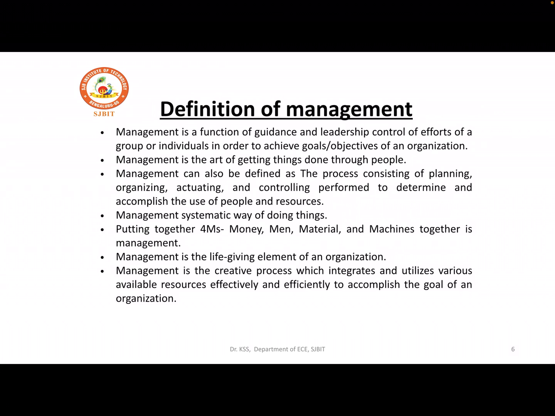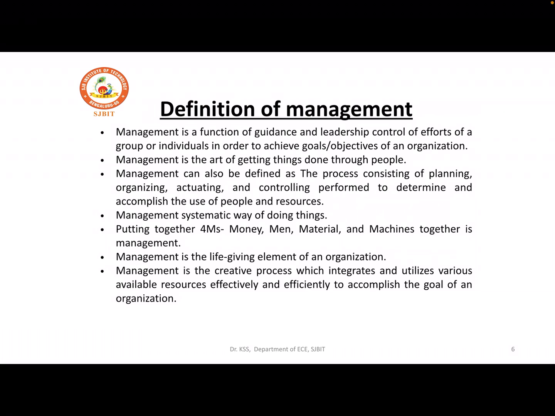Management can also be defined as the process consisting of planning, organizing, actuating and controlling to accomplish the use of people and resources. Any industry will have resources and also it will have people, so maximum utilization is important. To utilize it, you need to plan properly, organize them, actuate it and control.